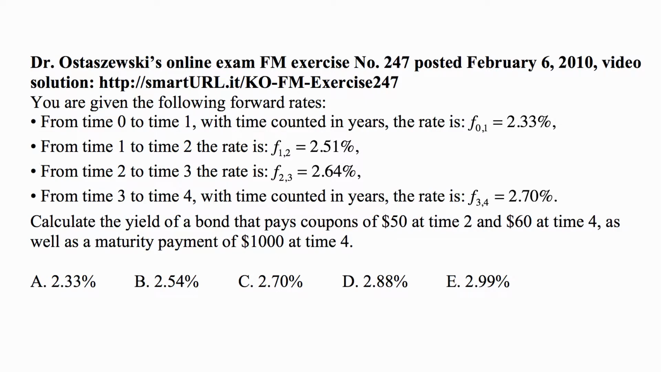Here's a problem for today for exam FM on financial mathematics. You are given the following forward rates. From time 0 to time 1, with time counted in years, the rate is F01 equal to 2.33%. From time 1 to time 2, the rate is F12 equal to 2.51%. From time 2 to time 3, the rate is F23 equal to 2.64%. From time 3 to time 4, with time counted in years, the rate is F34 equal to 2.70%. Calculate the yield of a bond that pays coupons of $50 at time 2 and $60 at time 4, as well as a maturity payment of $1,000 at time 4.